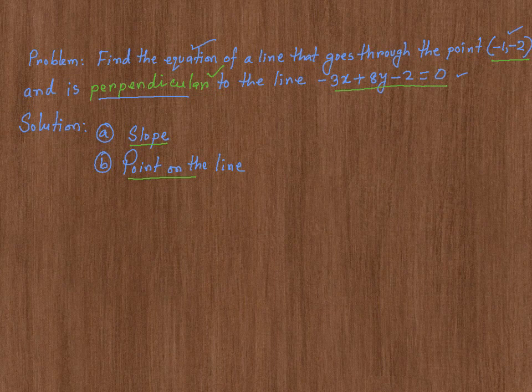As you know, if two straight lines are perpendicular to each other, then their slopes are negative reciprocals of each other. That means if one slope is m1 and the other slope is m2, then m1 = -1/m2, which is equivalent to m1 times m2 = -1. That means the product of the slopes is -1. These are equivalent statements, and you can use either of them.